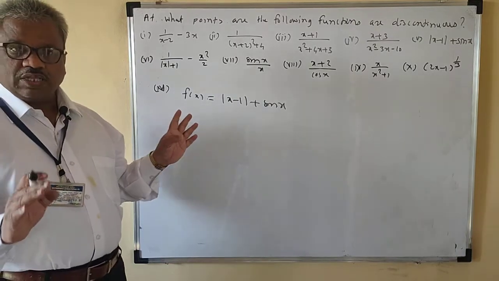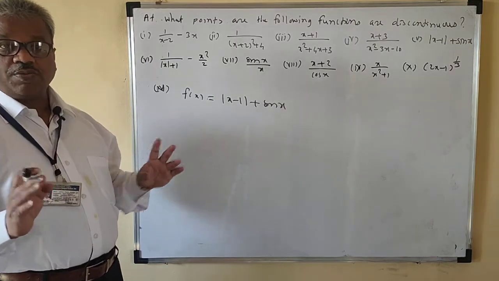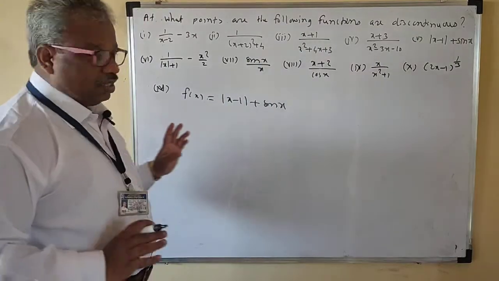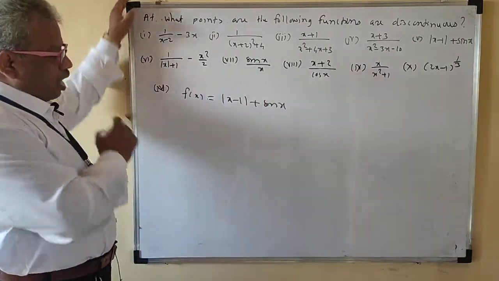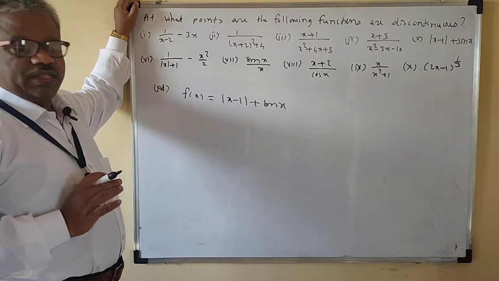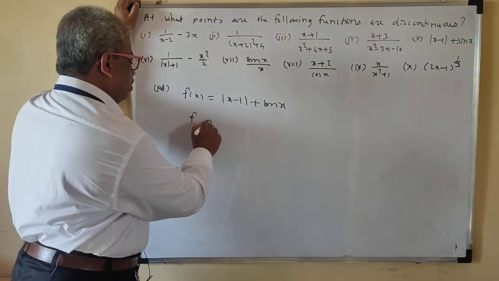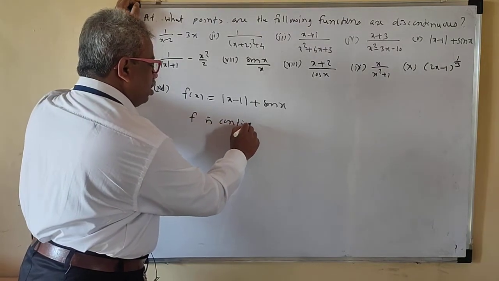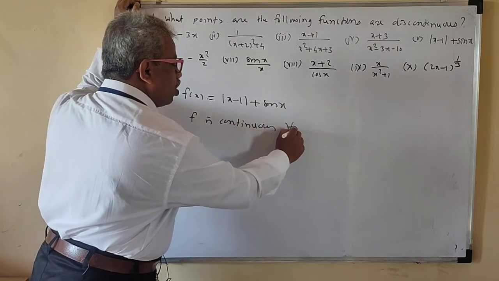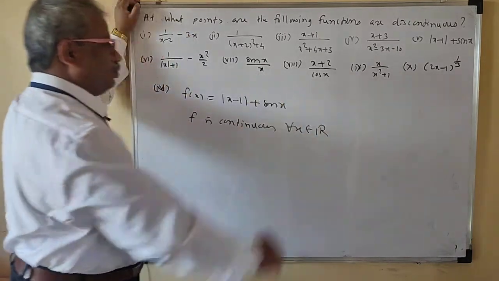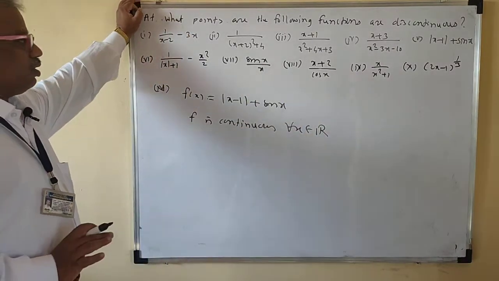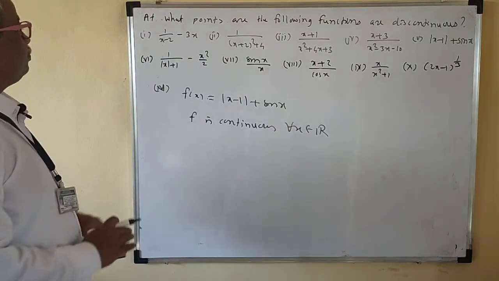So now here the domain is not given. That means your domain is the natural domain, that is the set of the real numbers. So everywhere your function is well defined, right? So f is continuous for all x belongs to R, right? So that means there is no discontinuity. Okay. So next.